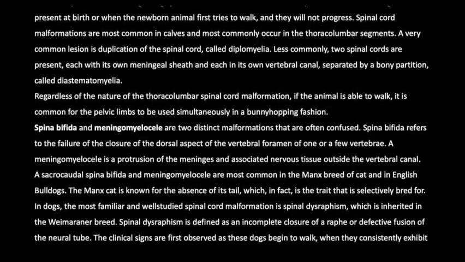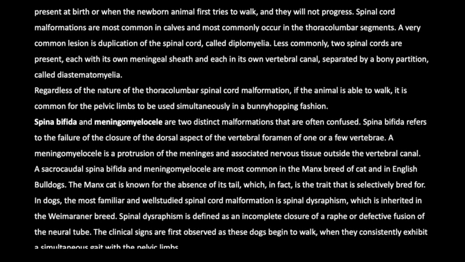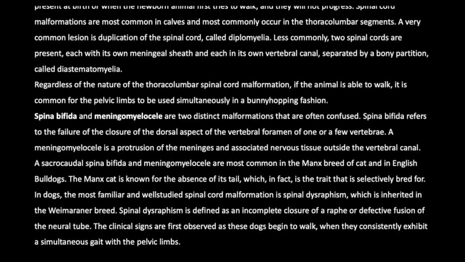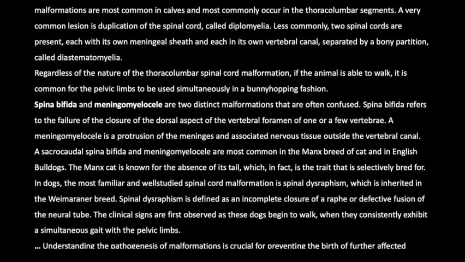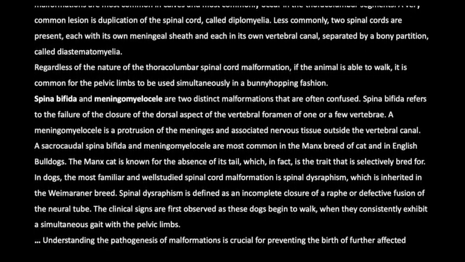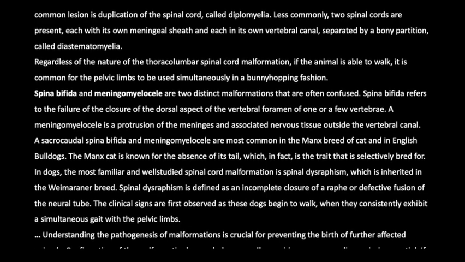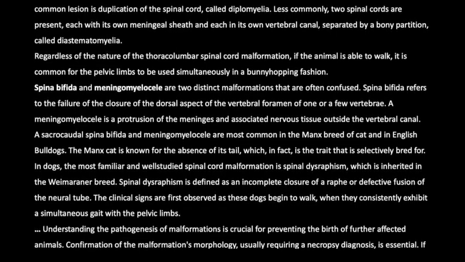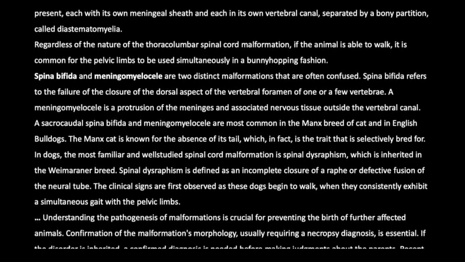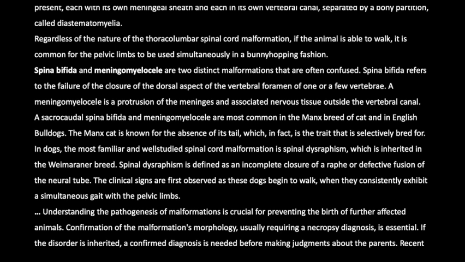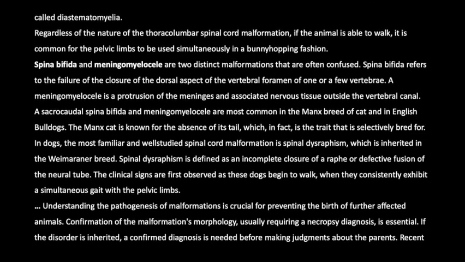Spina bifida and meningomyelocele are two distinct malformations that are often confused. Spina bifida refers to the failure of the closure of the dorsal aspect of the vertebral foramen of one or a few vertebrae. A meningomyelocele is a protrusion of the meninges and associated nervous tissue outside the vertebral canal. A sacrocaudal spina bifida and meningomyelocele are most common in the Manx breed of cat and in English bulldogs.